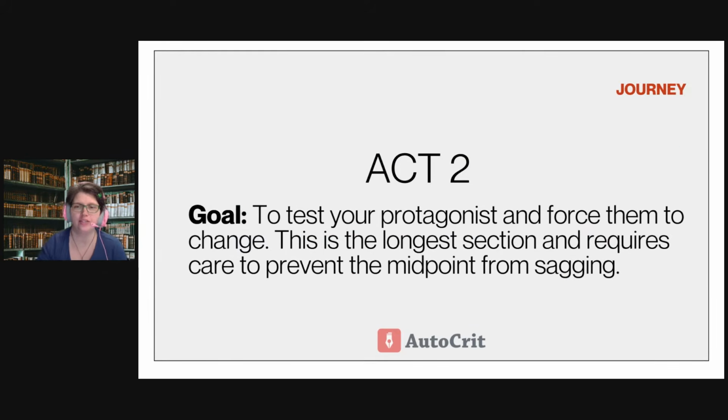So, as we enter Act Two, we are now focused on the journey. We already set it up, we're moving into the actual journey. The goal here is to test your protagonist and force them to undergo internal change. This is the longest section of your book. We often refer to this sometimes as the murky middle. It requires some careful pacing to prevent it from sagging. You're going to want the tension to rise steadily throughout this 50% of the story.